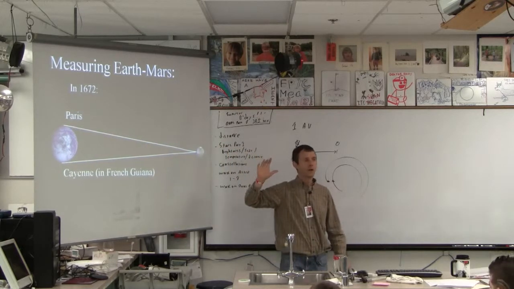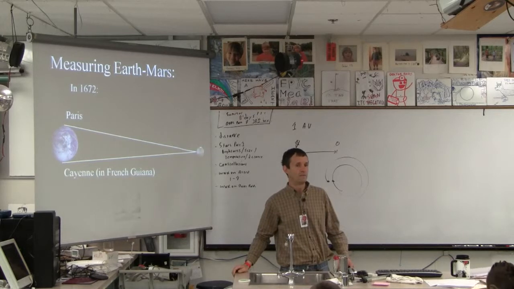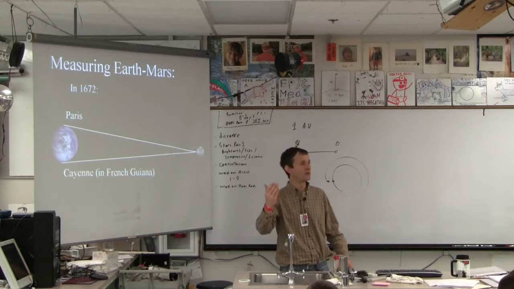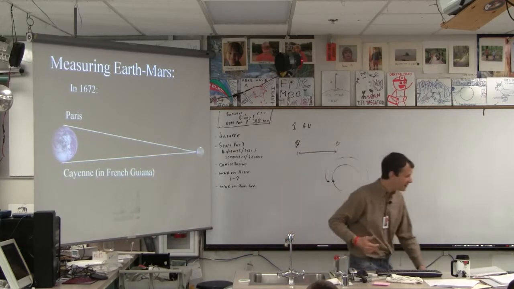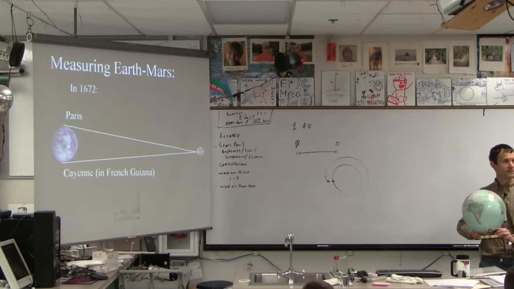Now, let's go back to the other challenge. You have to observe it at the same time. How do you do that? Well, you have to have a clock, don't you? You got to have your clock. You got to know how far over Paris or Cayenne is on the globe, which means you've got to have a clock that you can take on a boat.